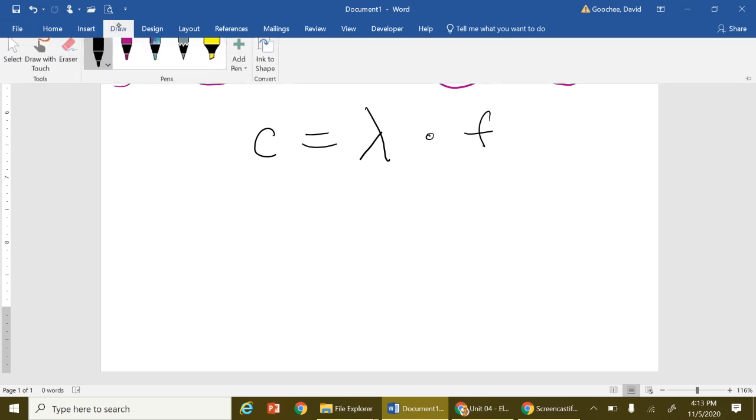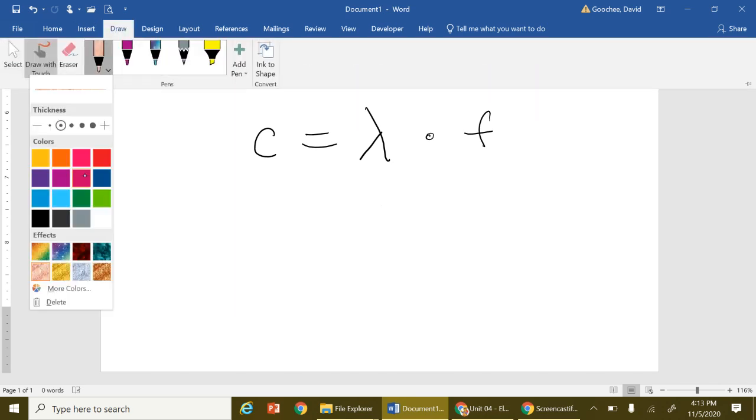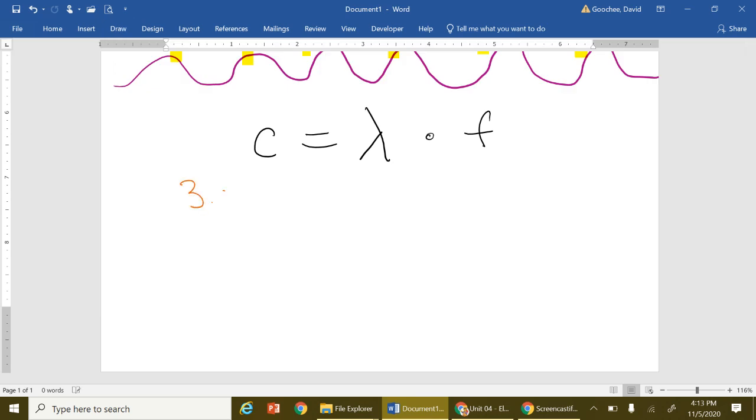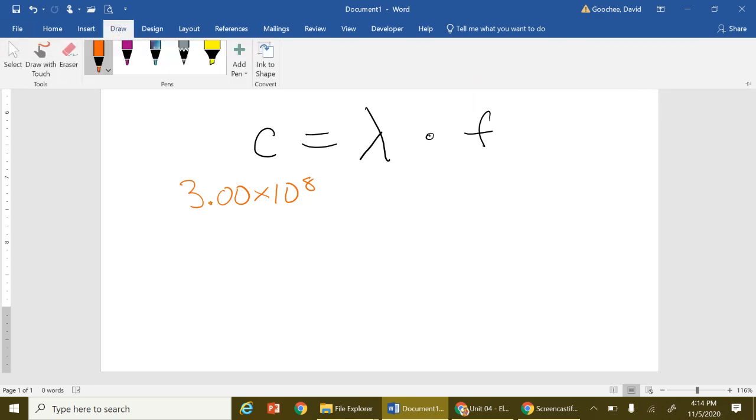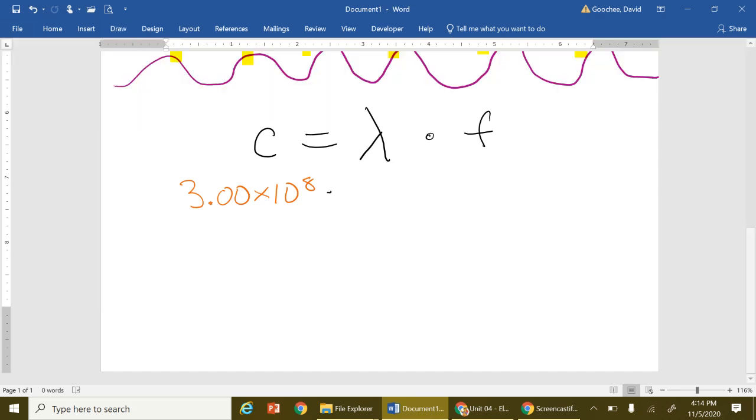Now, the speed of light, we know. It is a constant. It does not change. The speed of light is 3.00 times 10 to the 8th meters per second, okay? And according to this problem, we happen to know the wavelength of this light. The wavelength was 3.45 times 10 to the negative 7th meters. And so we have to find the frequency.